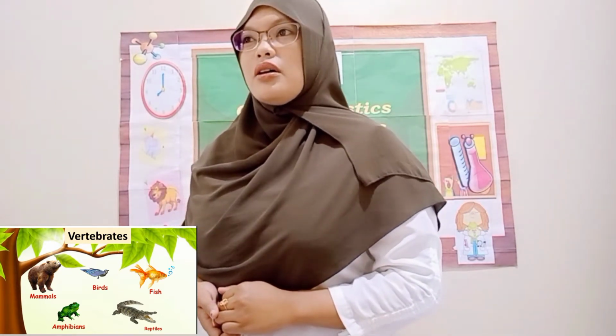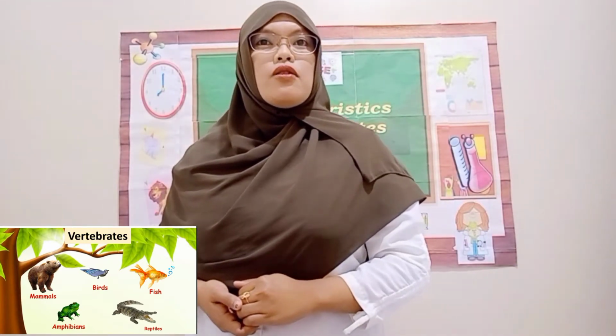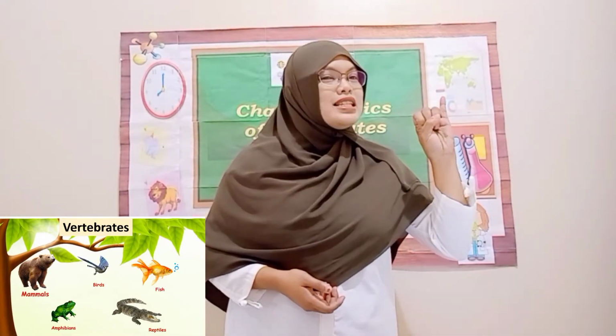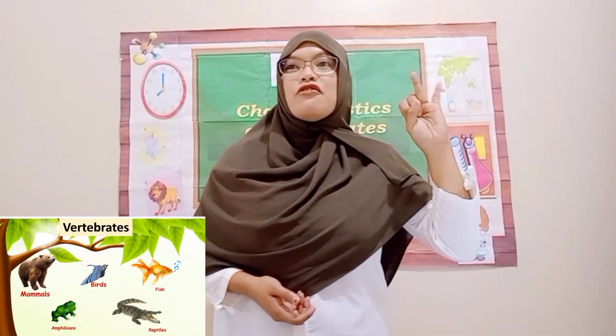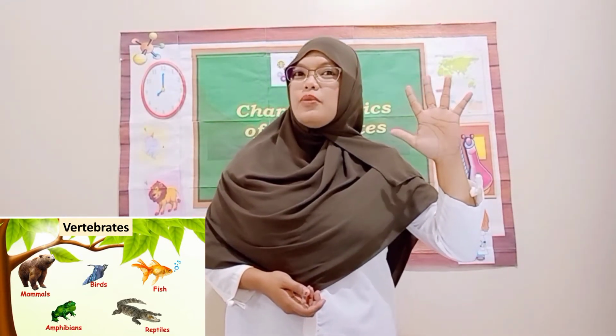Vertebrates are grouped according to their common characteristics. These are the 5 classifications or groups of vertebrates. We have mammals, fish, birds, reptiles, and amphibians.